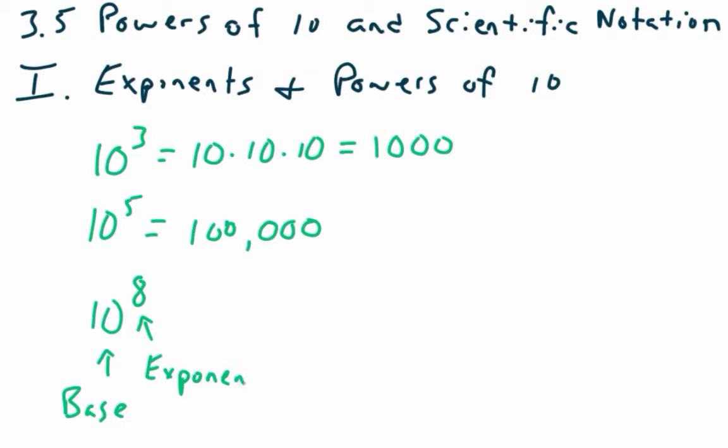And the answer, you're right, would be 100 million. For this thing here, it's going to be 10 times itself 8 times. So 10 times 10 times 10 times 10 times 10 times 10 times 10 times 10, which would be 100 million. So basically it ends up being a 1 with 8 zeros: 1, 2, 3, 4, 5, 6, 7, 8. That's what you get if you multiply 10 by itself 8 times. So we okay on powers of 10?